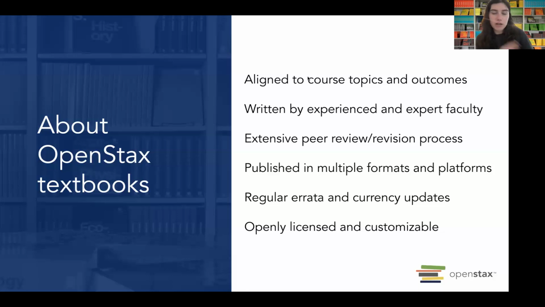OpenStax textbooks look a lot like traditional textbooks that are out there on the market. For instance, all of our books are designed to align with standard course topics and outcomes and to align with the standard scope and sequence of their respective courses. All of our books are written by experienced and expert faculty. Additionally, these folks are part of our extensive peer review and revision process. This ensures that our books are up to date, clear for students to understand, and representative of diverse student audiences.